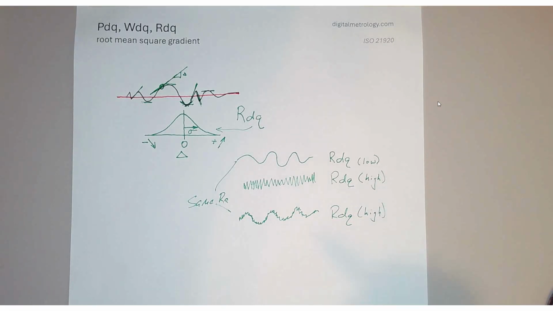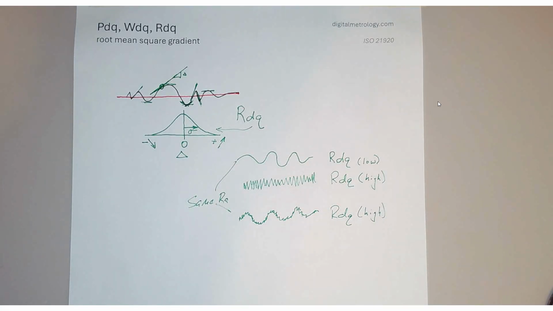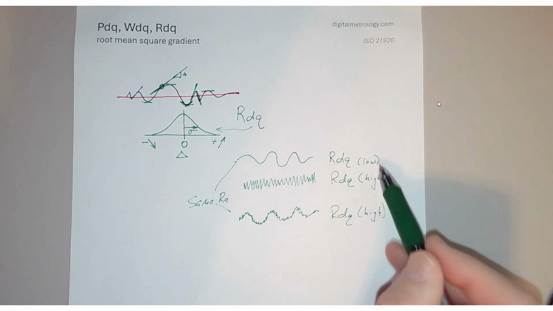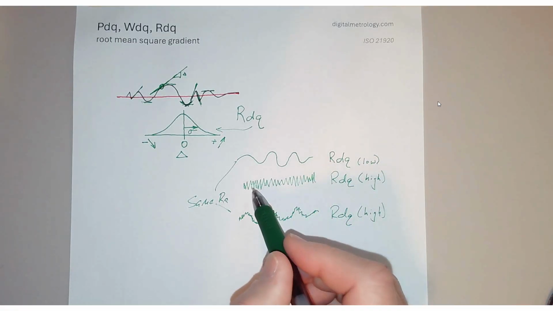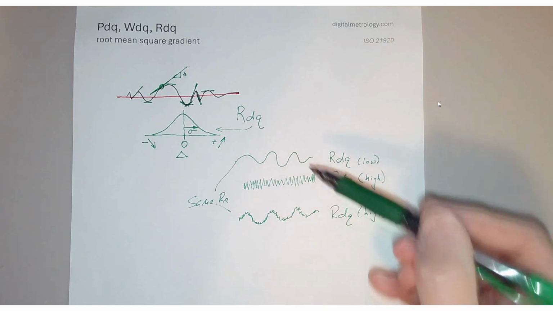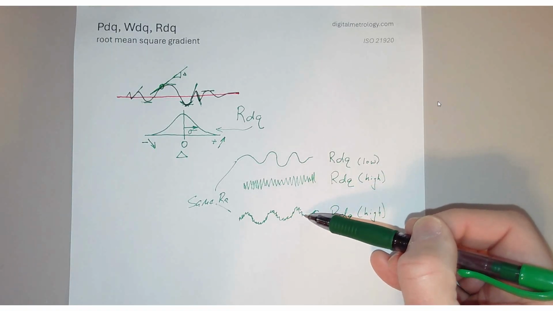So think of RDq as the range of steepness along the way. A surface that's not very steep along the way will have a low RDq. A surface with lots of steep features will have a high RDq. This will appear shiny, whereas this one down here will appear more dull.